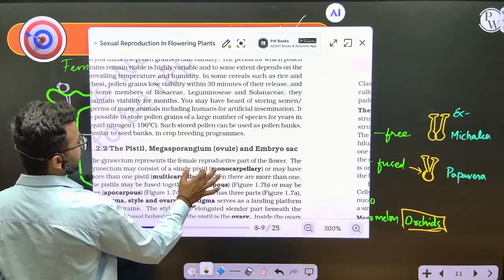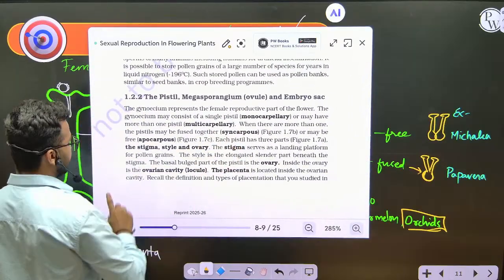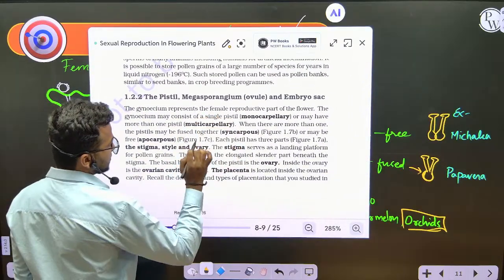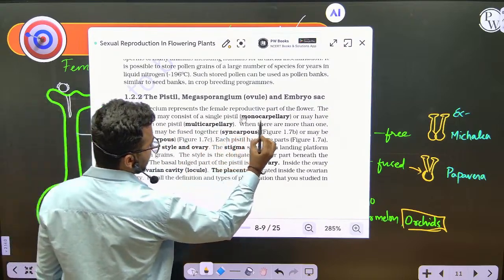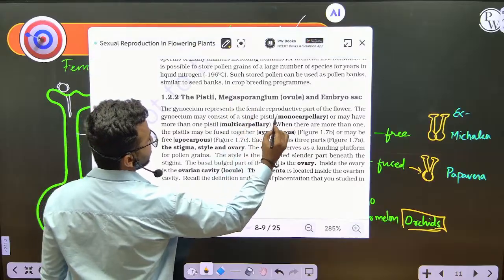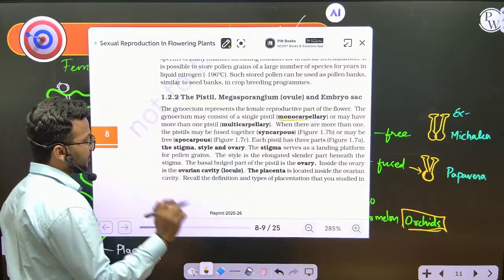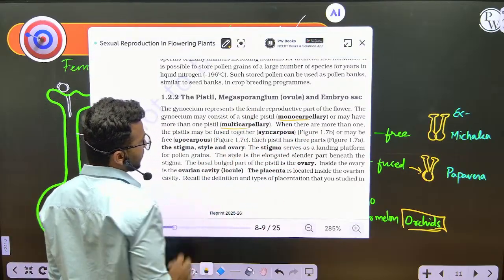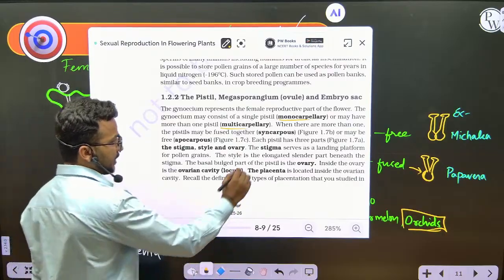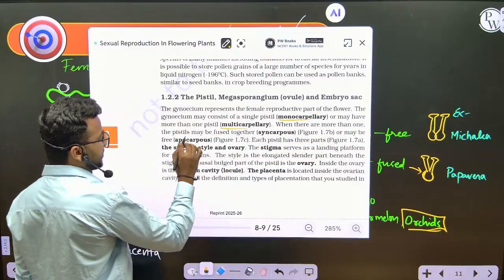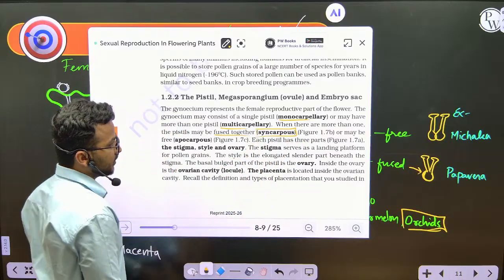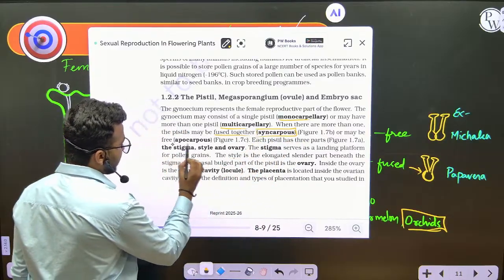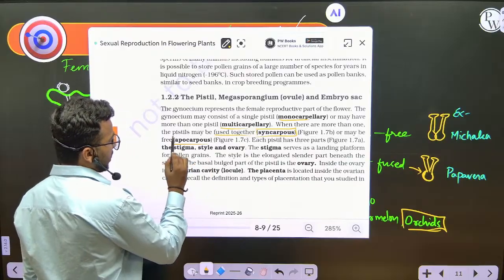In today's class, what we have seen is the megasporangium; we are going to discuss that. In the pistil, we have seen that if only one carpel is there, it is monocarpellary. If more than one carpel, it is multicarpellary. Where more than one pistil is fused together, that is syncarpous, and if they are free, we call it apocarpous.